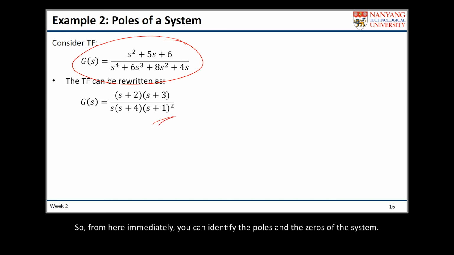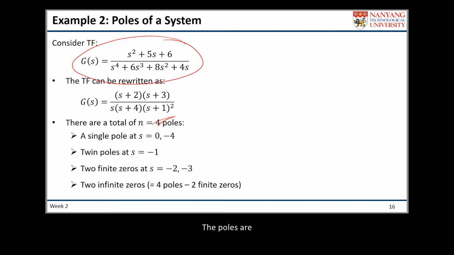So from here, immediately you can identify the poles and the zeros of the system. The poles are the values of s that will make your system infinite. So from here, you can immediately see 0 is a pole. If s is 0, the denominator will become 0, and your G(s) will become infinite. Negative 4 is also a pole, because if s is equal to negative 4, this will become 0. The denominator will become 0, and your G(s) will become infinite.